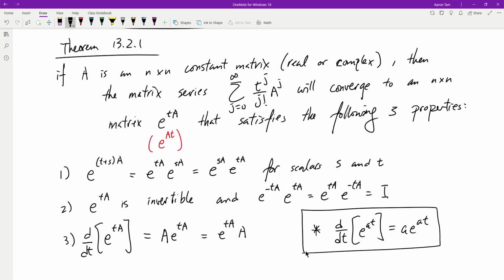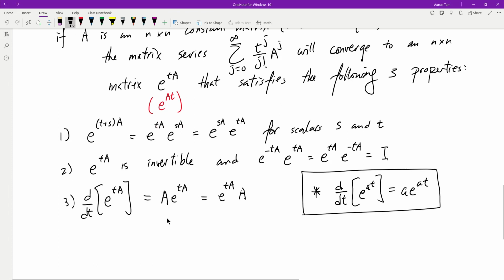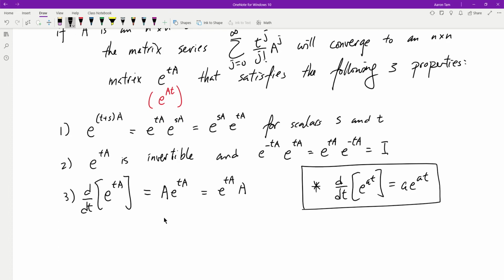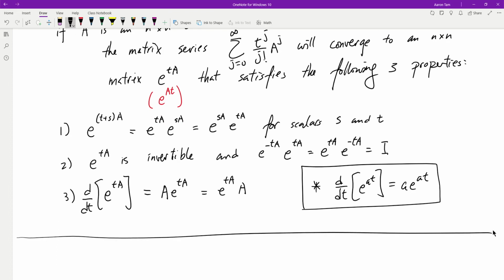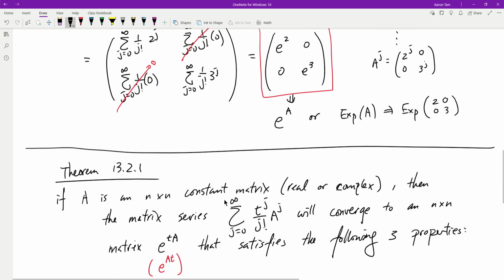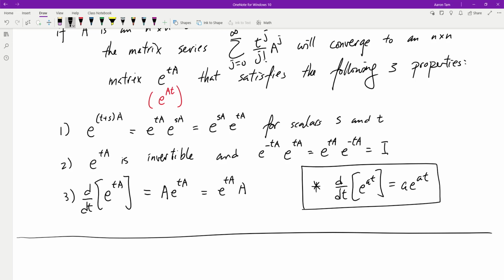Unfortunately, I'm going to stop right here. It's 28 minutes in, and I don't want to get into one of these proofs because it will take a while to do. So in tomorrow's video, or the next video, we will prove some of these properties, and then we're going to learn how to use that to our advantage in solving systems of differential equations.